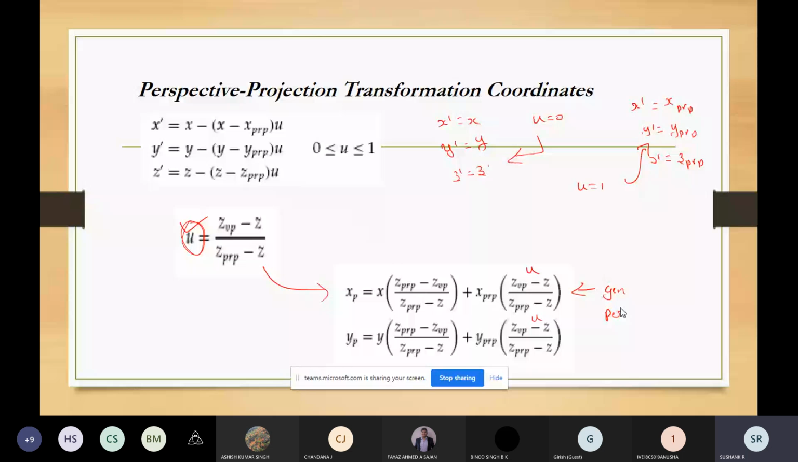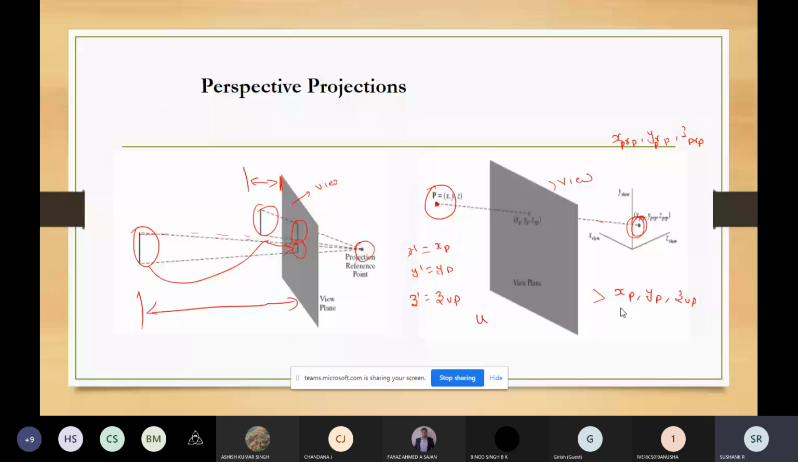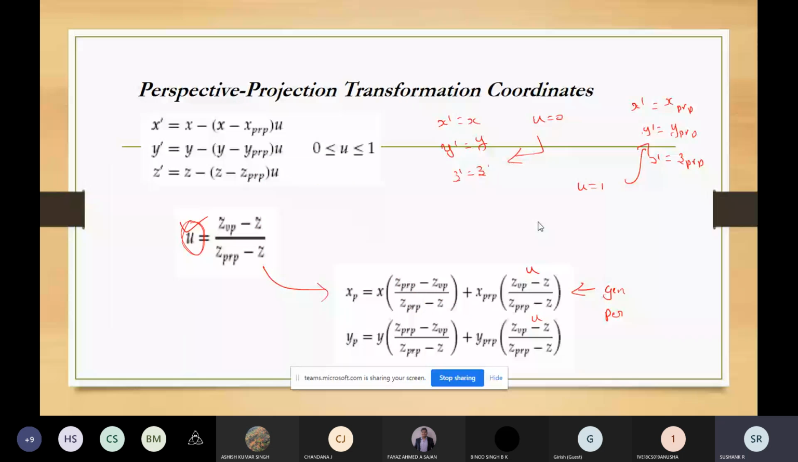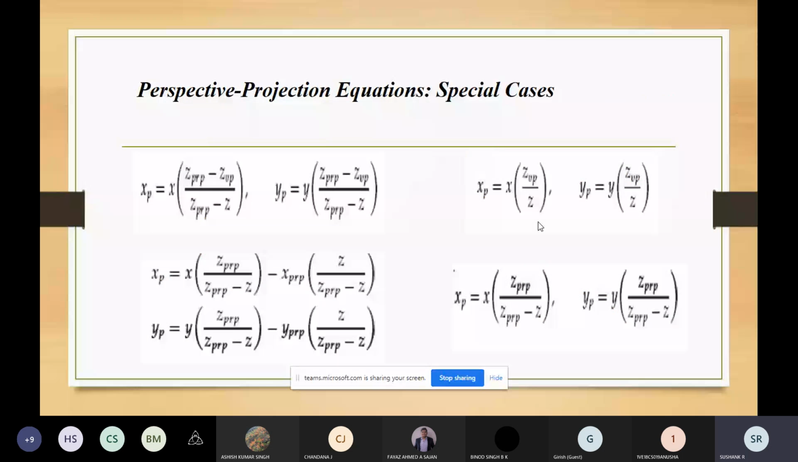See, this calculation will be more complex, so I'm just giving the equation. You just need to remember this general equation xp and yp. So what is this xp and yp? These are the positions xp, yp, zvp. After this, we are considering the special cases. We have 4 cases: case 1, case 2, case 3, case 4.